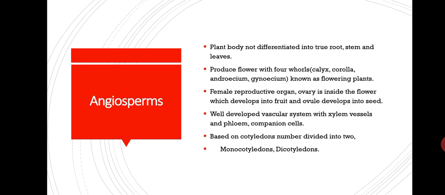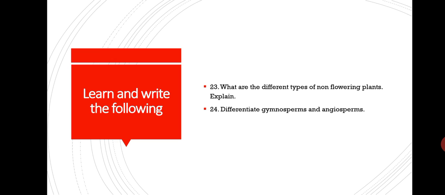Now your questions to learn and write. Question number 23: what are the different types of non-flowering plants, explain. You have to write the three types of non-flowering plants and their characteristics. And question number 24: differentiate gymnosperms and angiosperms. For this you make a tabular column and differentiate angiosperms and gymnosperms.